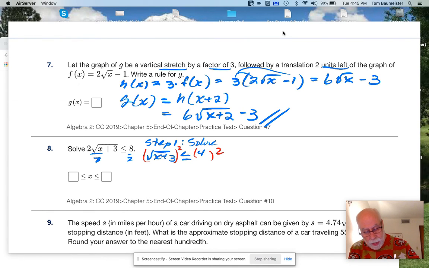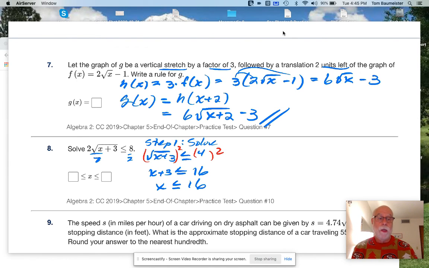And then that will give me x plus 3 is less than or equal to 4 squared, which is 16. All right? And then finally, I'm going to subtract 3, and I'll get that x is less than or equal to 16. So if you notice, though, they're telling us it's going to be that one right there, x is less than or equal to 16.